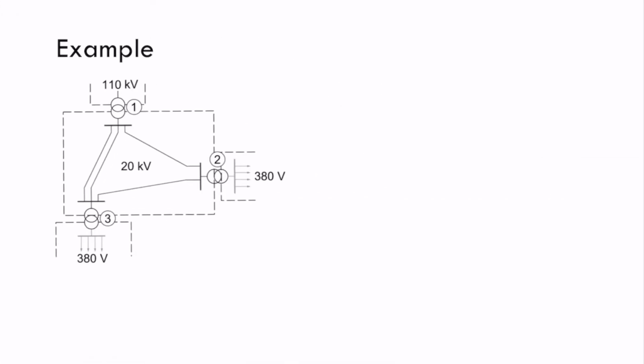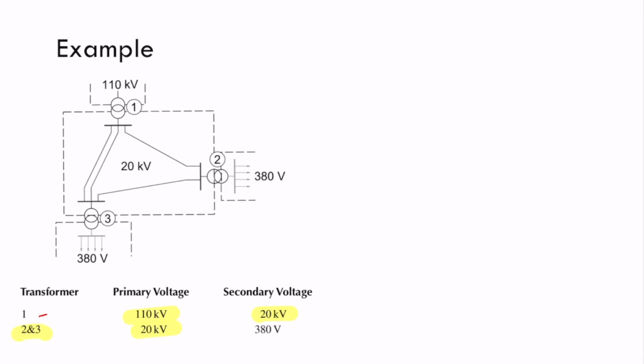So let me show you how we can implement this per unit analysis. We have the same system I showed before, and transformer 1 is a transformer for stepping up. So it's transforming 110 kilovolts to 20 kilovolts. Well, this would typically be a generator on the side of 110 kilovolts, and then we are stepping up the voltage to transfer into other buses. Then transformers 2 and 3 are the same, so we are stepping down from this 20 kilovolts to 380 volts.